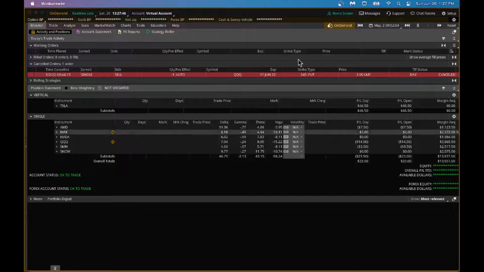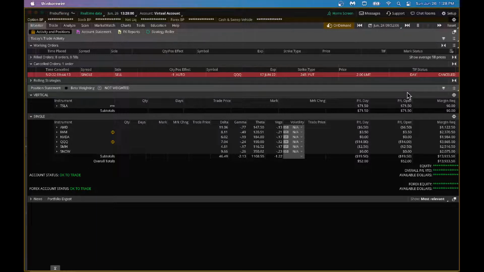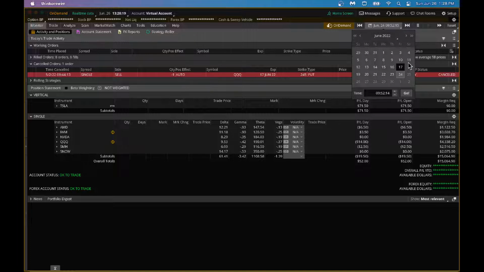Now, from May 2nd, let's go all the way to June here and try to take some profit off the table here. Let's see here, 24 here, which is last Friday, and see how our high volatility options are doing and take some money off the table and go from there. Looks like our expiration is June 17 in many of these cases. Let's go back to June 17 here instead of June 24.